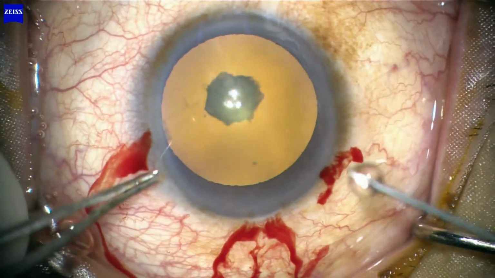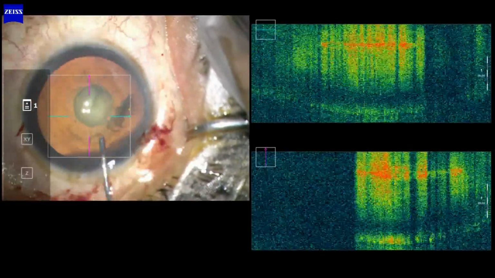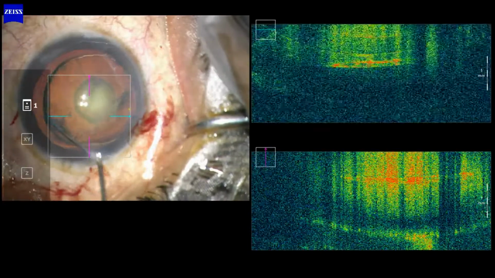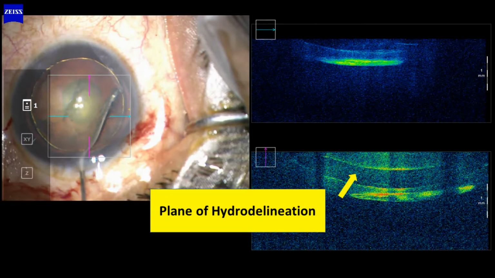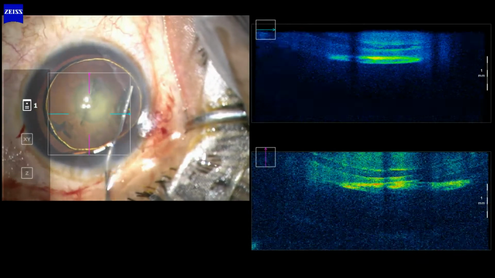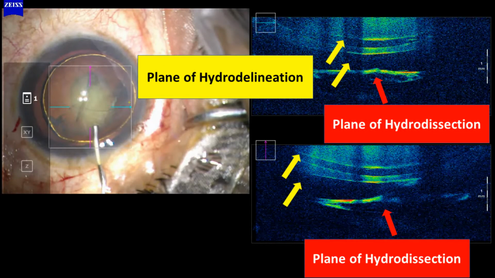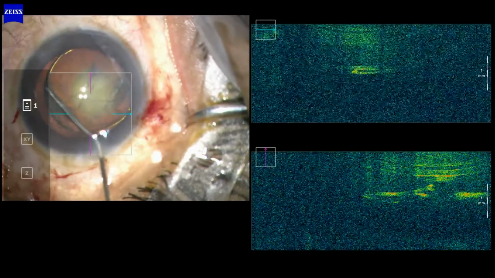In type 1 posterior polar cataract, after capsular access, hydrodelineation was performed using a blunt 27 gauge cannula. The separation between nucleus and epinucleus with formation of an epinuclear cushion was visible as a hyporeflective region on IOCT. After hydrodelineation, a gentle hydrodissection was also performed in type 1 posterior polar cataract with clearly delineated posterior capsule. The passage of fluid wave resulting in a separation of posterior capsule and cortex was observed in IOCT, and the integrity of posterior capsule was assessed.